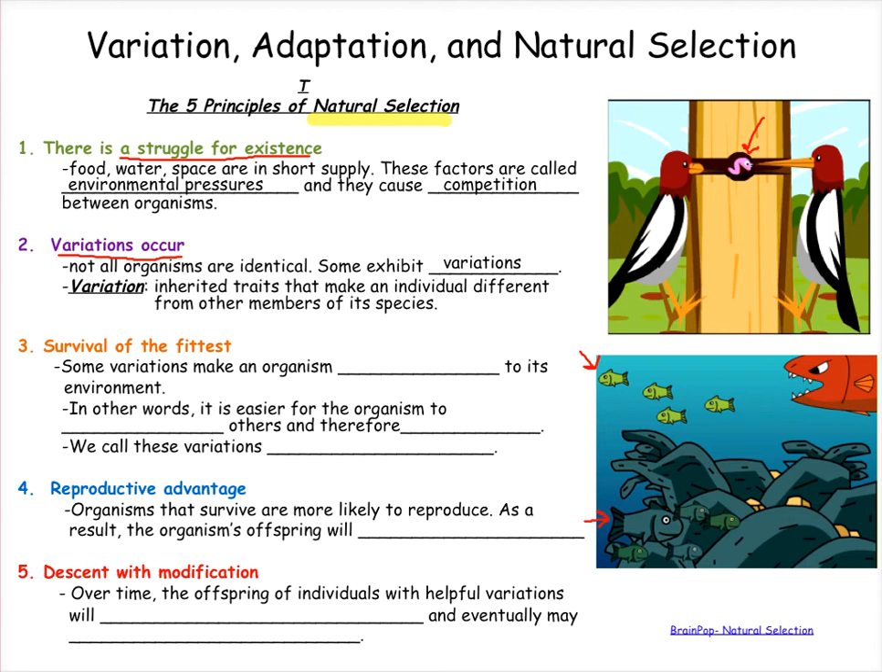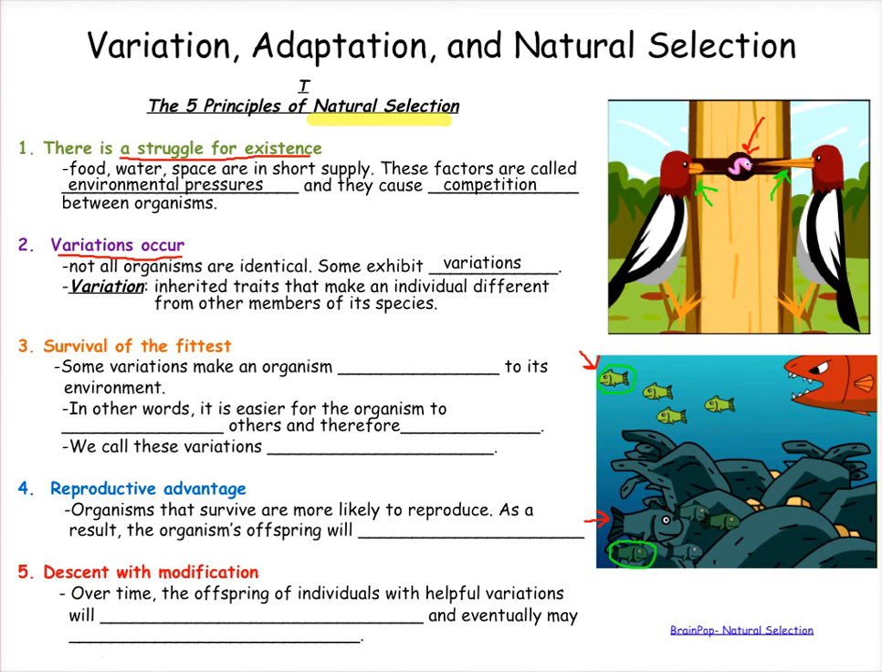So, for example, if we're looking at these 2 birds again, they're very similar to one another, but they do have a variation in their beak shapes. This one's got a very long beak, and this one has a short beak. Down in the second picture, again, the fish are very similar to each other, but there's a variation in color. So this one is lighter green, this one is darker green. So even though they're still the same species, they're not exactly identical. There's variation between them.